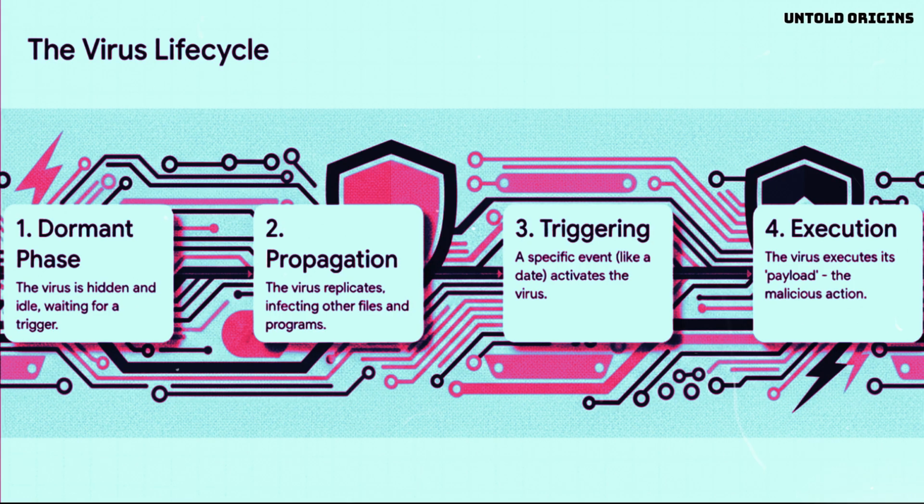So what does a virus actually do? Well, it pretty much follows this four-phase life cycle. First up is the dormant phase, where it's just lying low, hidden on your system, waiting. Then it hits the propagation phase. This is where it starts making copies of itself, infecting other files.